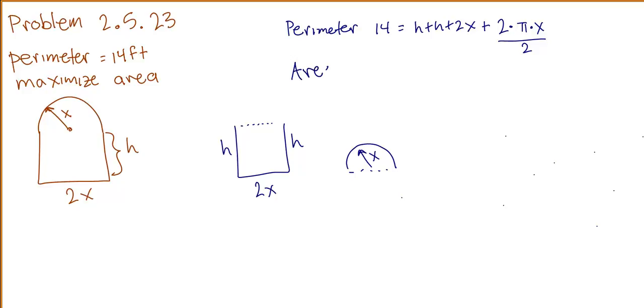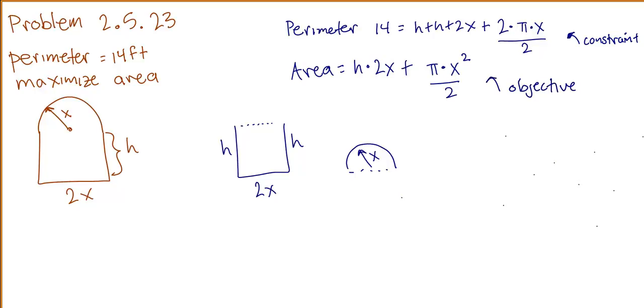And area of a rectangle is length times height, so h times 2x, plus the area of this semicircle. Area of a circle would usually be pi times the radius squared, so pi r squared. But we only have half a circle, so divide it by 2. This would be my constraint equation. It constrains how big the window can be. This is my objective equation because I wish to find the maximum.